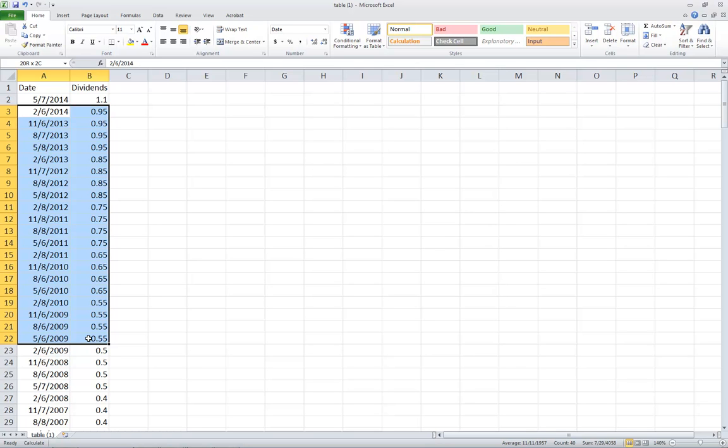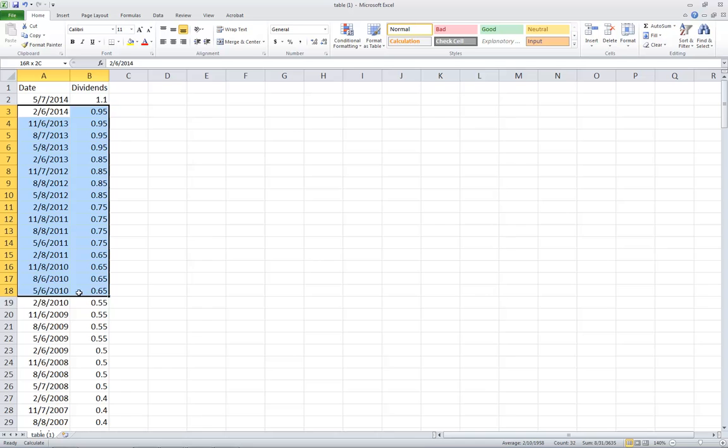But we need one more period, so we actually need 21 quarters of dividends. So I'm going to take from 2/6/2009 to 2/6/2014. And the reason I decided to end at 2/6/2014 is because that represents the fourth quarter of these equal dividends.